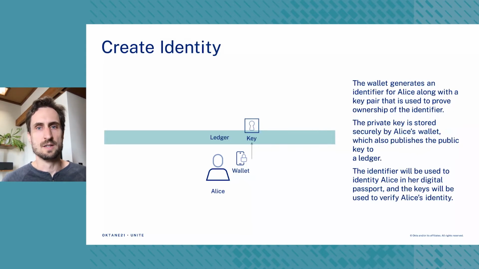The first thing a wallet does is generate an identifier for Alice. This identifier will be used to identify Alice within the decentralized identity ecosystem in her digital passport. Ownership of this identifier is based on public key cryptography. As we've noted, Alice's identity wallet is responsible for storing the private key. It is also responsible for publishing the public key to a distributed ledger. As we walk through the rest of this scenario, we'll close the loop on how this key and the ledger get used.